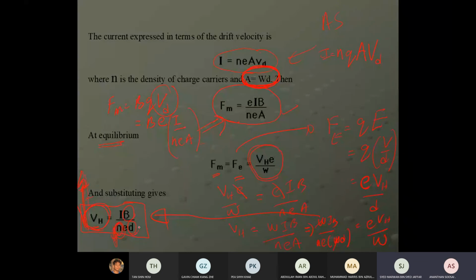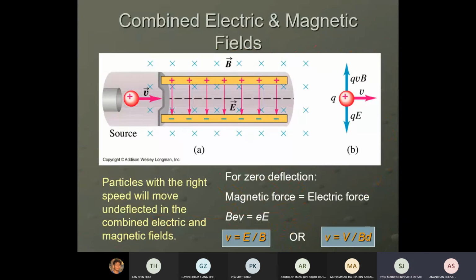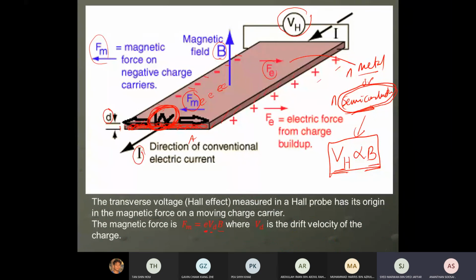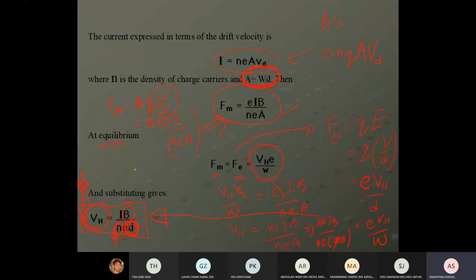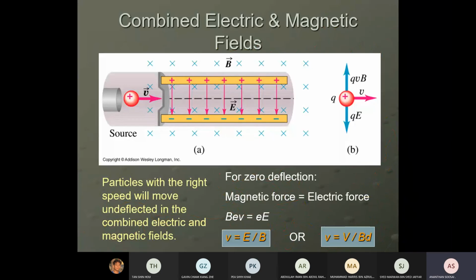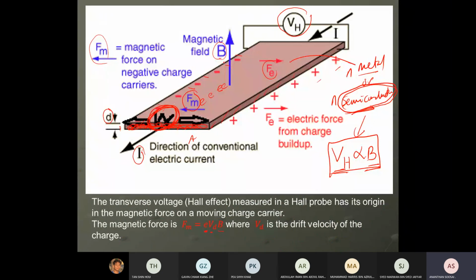Next, another thing we can control is d. What is d? d is the thickness of the plate. Do we use a smaller thickness or a greater thickness? Use a smaller thickness, because VH is inversely proportional to d. That's why in the Hall probe, they use a semiconductor slice whose thickness is very thin.